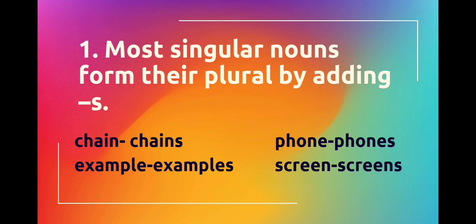Okay, so anyway, class, let's proceed with the first rule. The first rule is most singular nouns form their plural by adding s. Just like this word, we have chain. The plural form of chain is chains. Example, examples. Phone, phones. Screen, screens. As easy as that for this kind of nouns. You just add s to form its plural form.